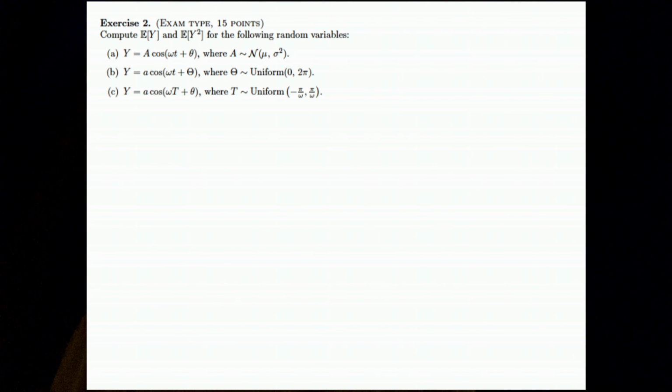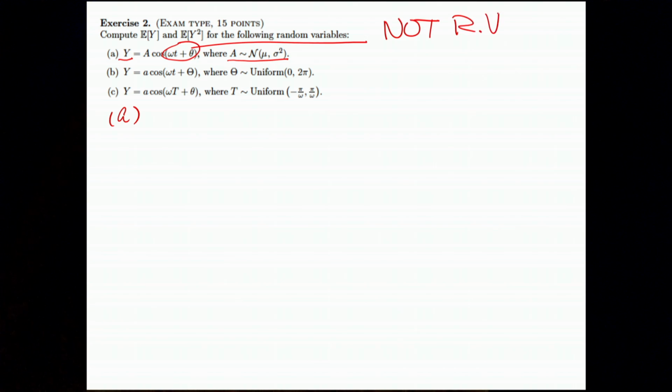Now we want to compute the expectation of y. We know y is a random variable. So for part A, y equals a cosine, and we know here a is also a random variable, y is also a random variable, but this is not a random variable.